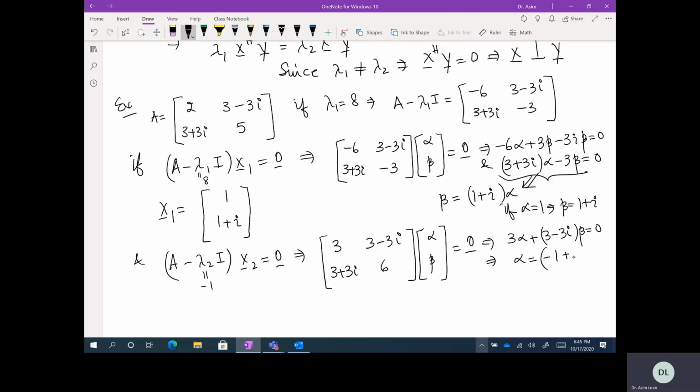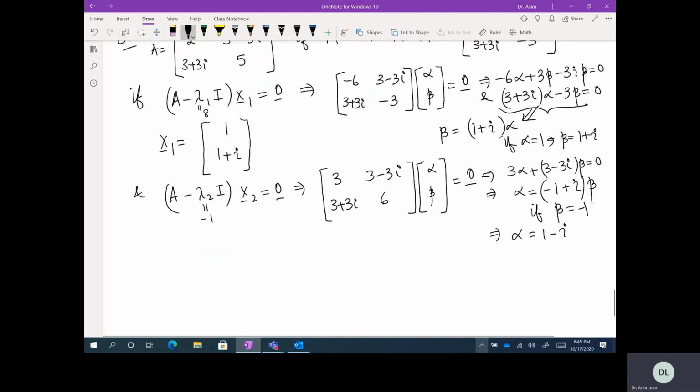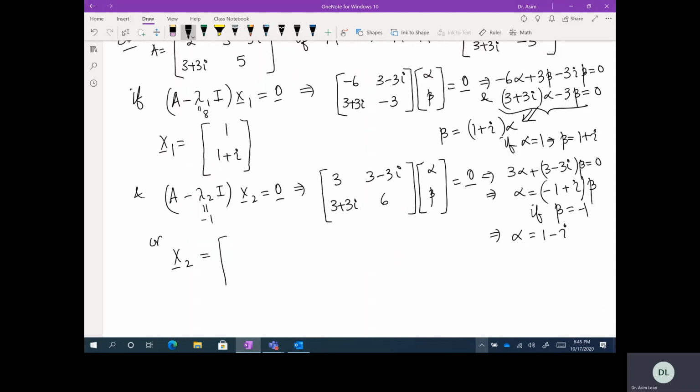Minus 1 plus, so goes on this side, this is minus 1, this plus, so plus iota into beta. Or if beta is equal to minus 1, this implies alpha is equal to 1 minus iota. So x2 equals 1 minus iota and minus 1. So check x1 Hermitian into x2. This is equal to 1.